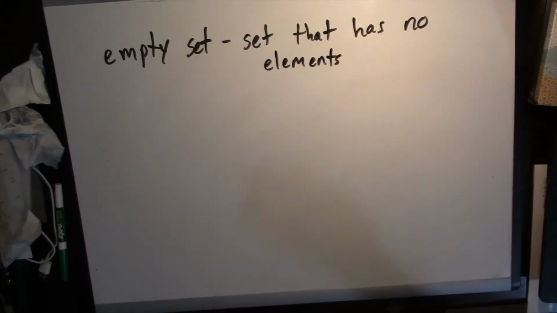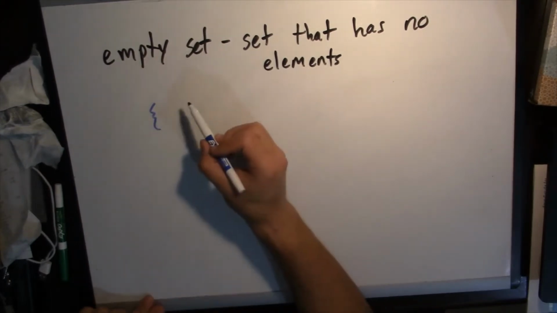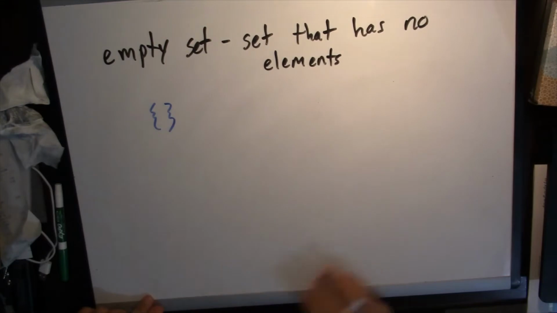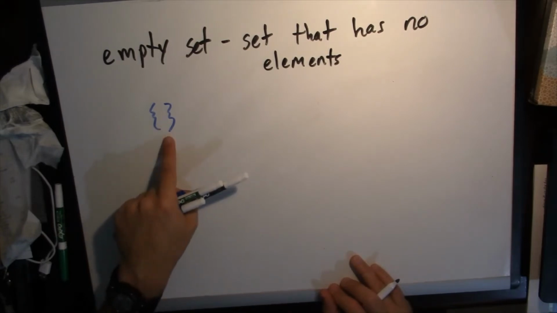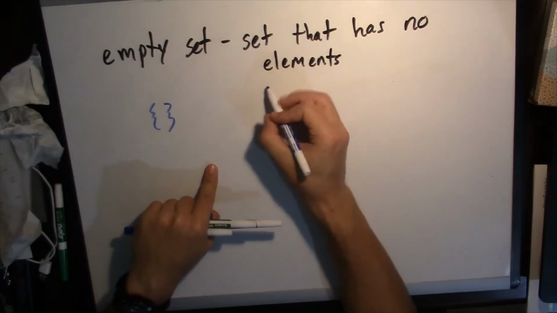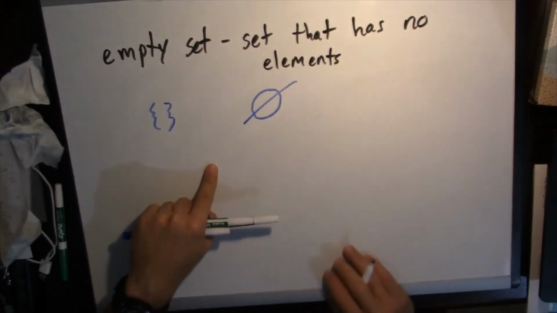One way would be just to make a set that has nothing in it. You have a bracket and there's nothing inside, so you just close the bracket. So it's just two brackets with nothing inside. That's one way to write the empty set. This is not as common as the other way. The more common way to write the empty set is like a circle with a line through it.